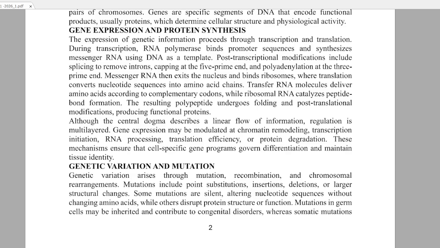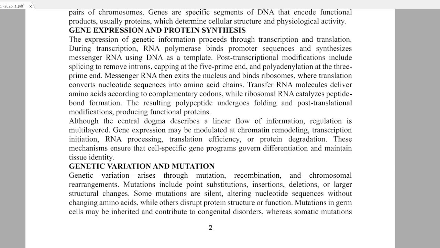Although the central dogma describes a linear flow of information, regulation is multilayered. Gene expression may be modulated at chromatin remodeling, transcription initiation, RNA processing, translation efficiency, or protein degradation. These mechanisms ensure that cell-specific gene programs govern differentiation and maintain tissue identity.